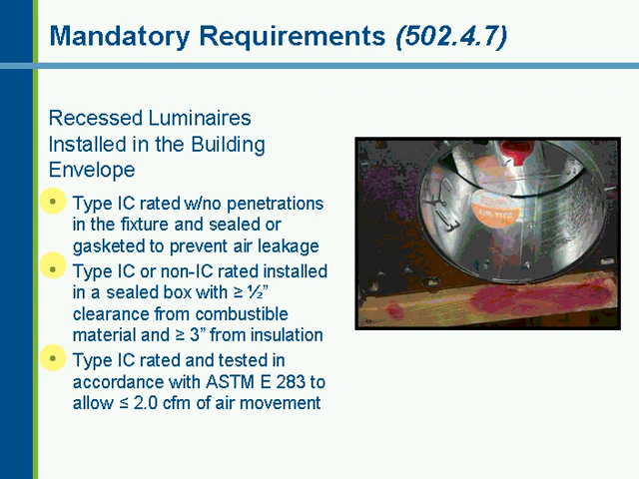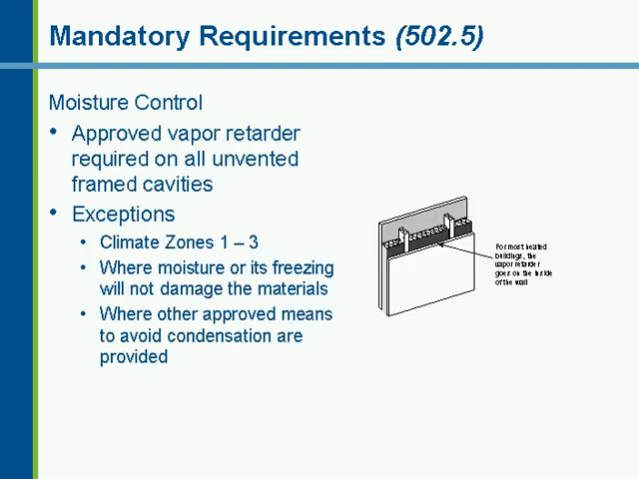Last but not least is the Type IC rated and tested in accordance with ASTM E283 to allow less than or equal to 2 CFM of air movement. So that is an IC rated airtight can. This is probably going to be the most typical can that you'll be able to find on the market right now. We use a lot in residential construction. But again, if this is installed in a building envelope, then it will have to also apply to commercial construction. So that does it from an air leakage standpoint.